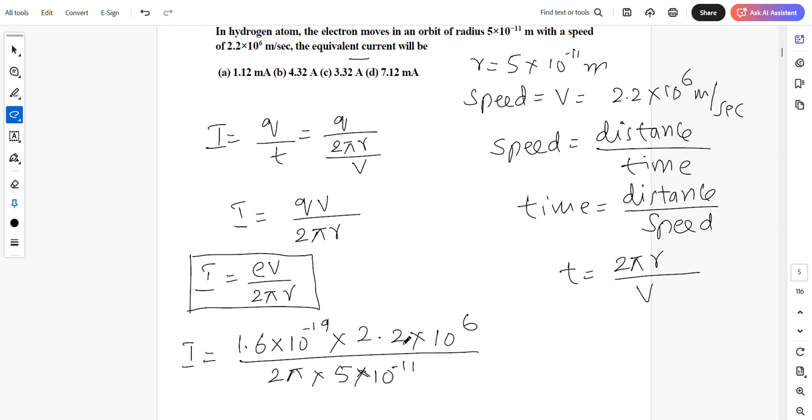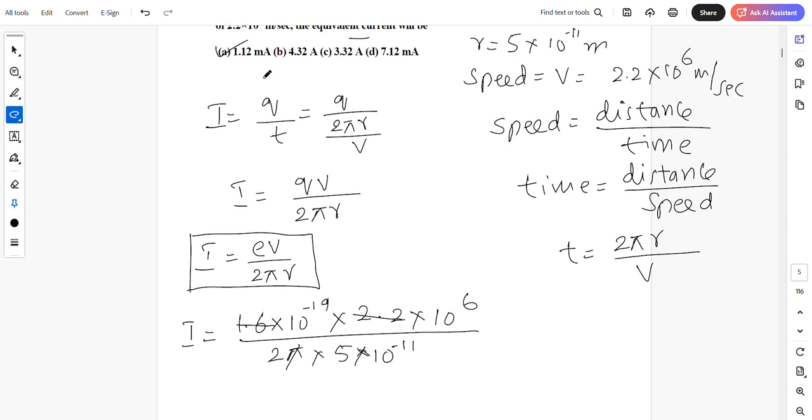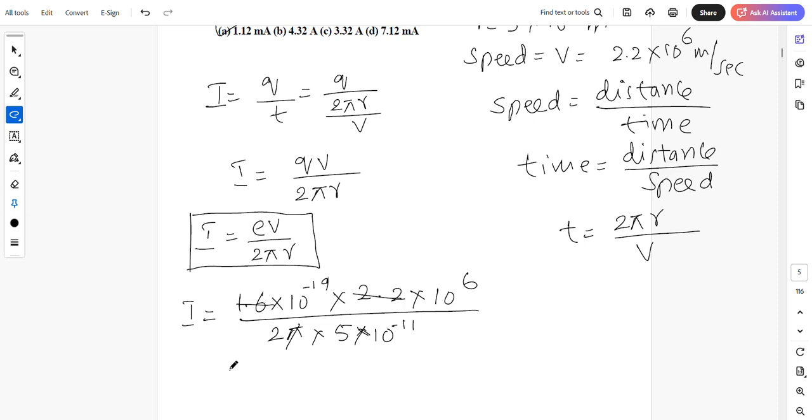1.6 into 2.2 is 3 point something, and this is pi. Okay, this 1.6 2.2 pi I can cancel. 2 into 5 is 10. Okay, 1 by 10 is how much? 0.1. See the answers where 1 is coming. Okay, this is the right answer. So the value of current is how many milliamperes? I is equal to 1.12 milliamperes.